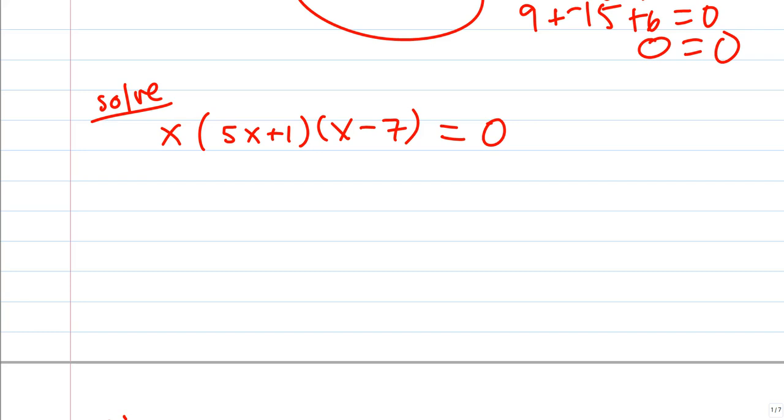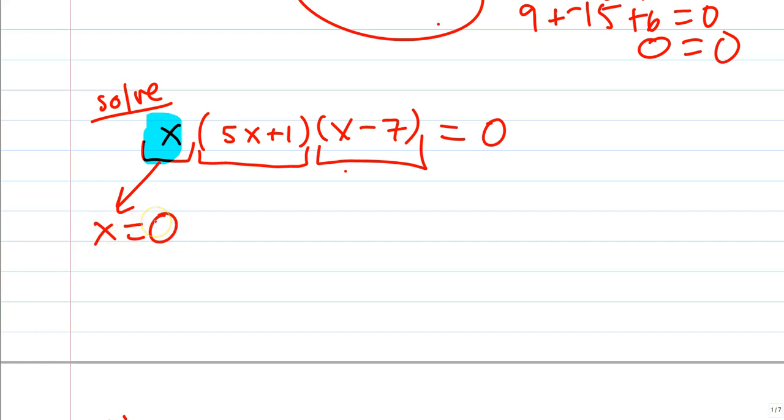So what do we do when it's factored and set equal to 0? We take each group and set them equal to 0. What do I do with this x right here? See, a lot of people just ignore it. And that's not going to work, because what we're going to say here is that one of our solutions, if I set that group equal to 0, that is a solution. X equals 0. If I stick a 0 right here, I get 0 times 1 times negative 7. The whole thing zeroes out.